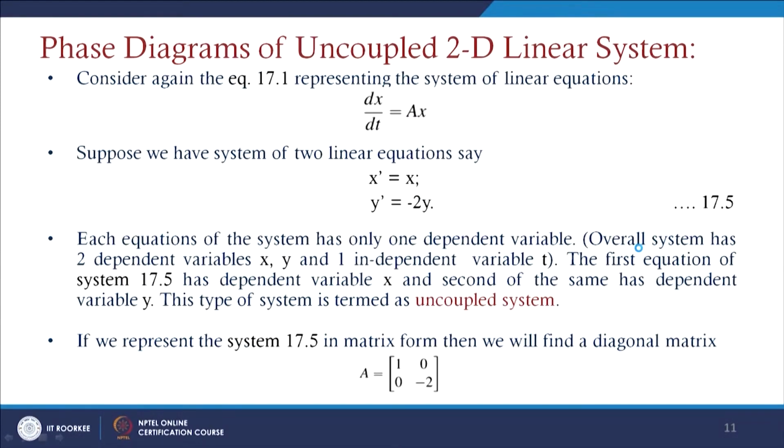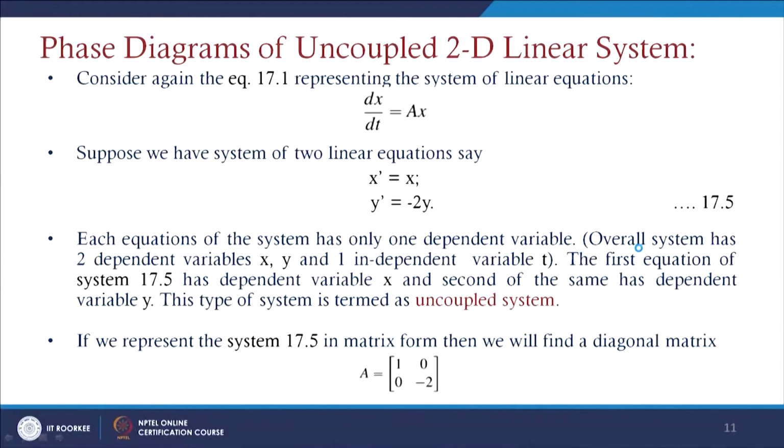For further analysis, since both cases we have discussed so far are one-dimensional differential equations, now let us go for two-dimensional ones. Consider a two-dimensional linear system, first an uncoupled system, with the same equation dx/dt = ax that we defined for equation 17.1. Consider two linear equations: x' = x and y' = -2y, that is dx/dt = x and dy/dt = -2y.